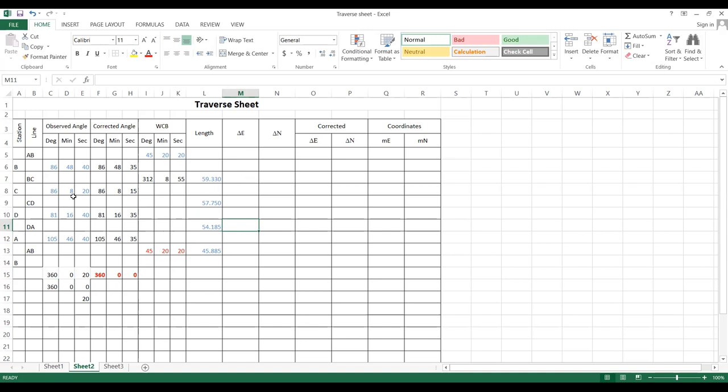How can you calculate? For each line, for the BC line, you have the bearing calculated and the length. So you have length L and bearing phi. Delta E is L sine phi, delta N is L cos phi. Now you type 59.33 sine this angle for delta E, the length, and length into cos phi is the delta N, right? You have L under the length column and phi under the bearing column. So you calculate L sine phi and L cos phi for all four lines.